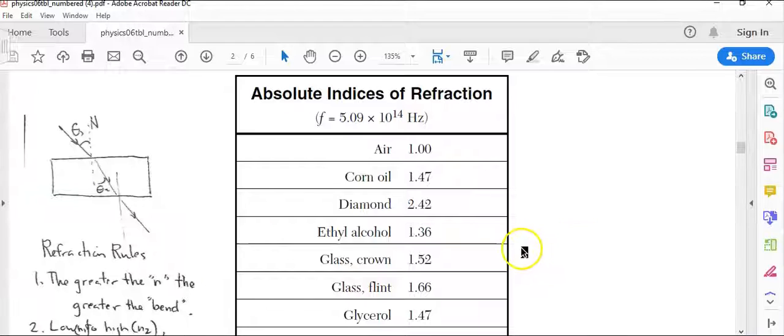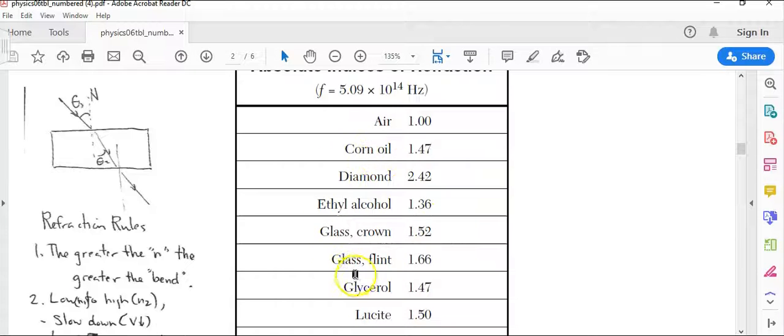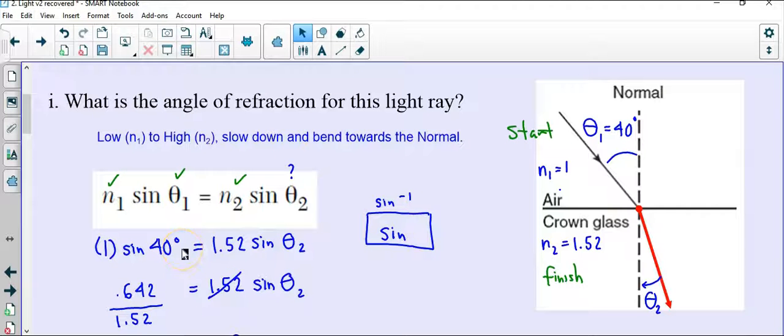When you want to find the index of refraction for a substance like crown glass, you can see that this chart is arranged in alphabetical order. So glass, comma, crown is 1.52. The first question asks, what is the angle of refraction for this light ray?